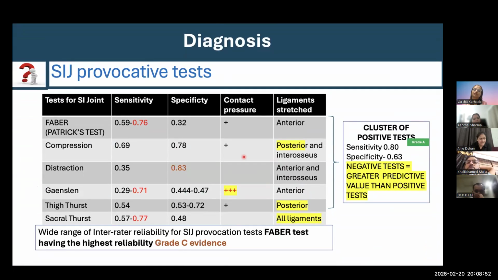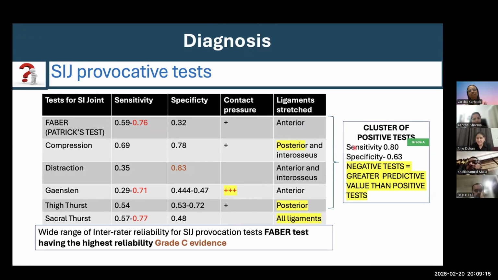A biomechanical study was done which found that higher contact pressure could be seen with FABER, compression, Gaenslen, and thigh thrust, the highest being in Gaenslen's test. Based on the ligaments stretched, posterior ligaments were specifically more stretched in compression, thigh thrust, and sacral thrust. All the ligaments were stretched.